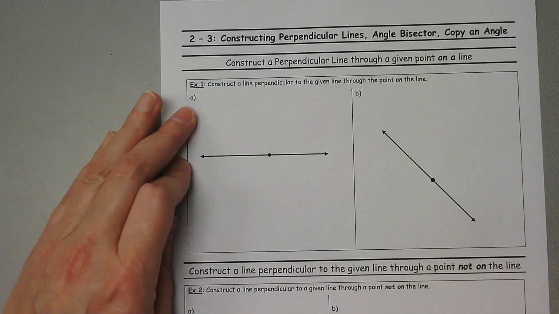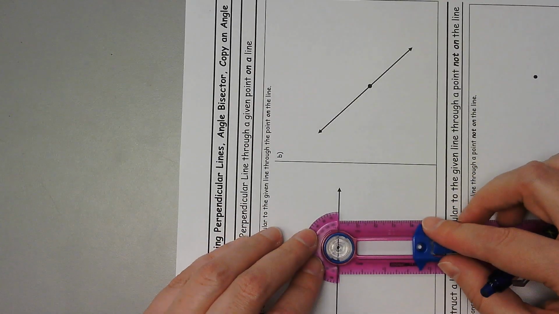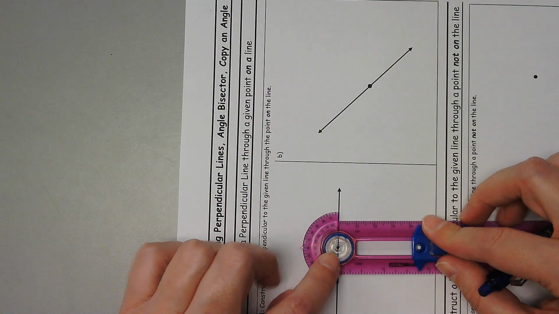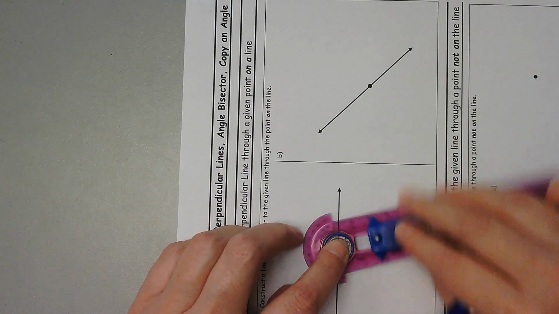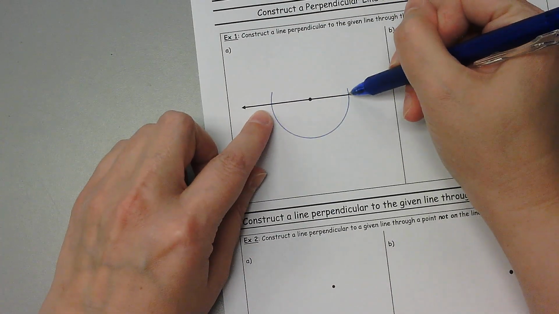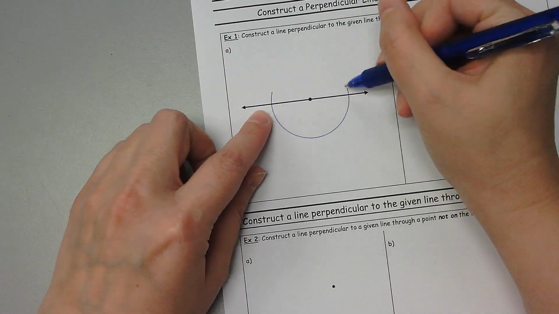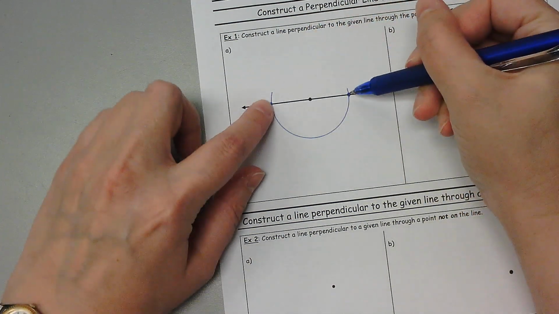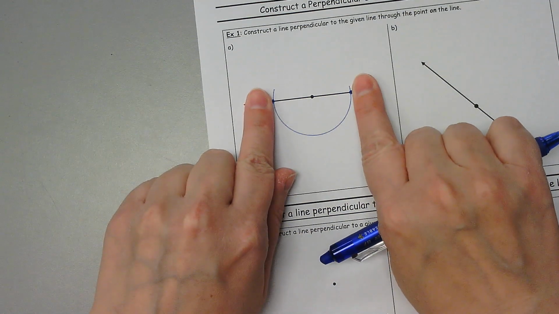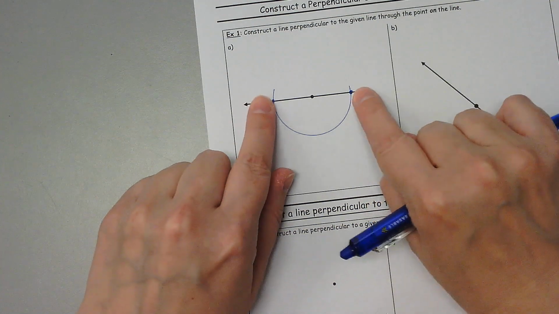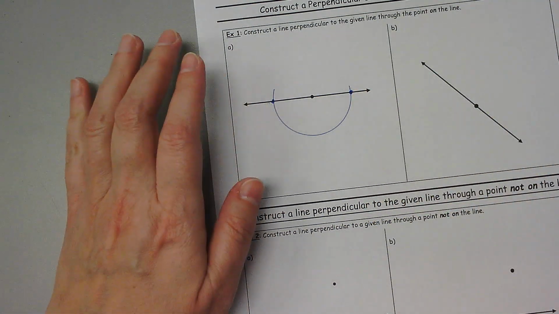So to do that, all we're going to do is put the bullseye on the point that we are trying to construct the line through, and we're going to draw half a circle, or a little more than half a circle. The point being that once we draw more than half a circle through the line, we have now found two endpoints of a line segment that has that point we want the line to go through as its midpoint. So we now have two endpoints of a line segment that we can bisect.